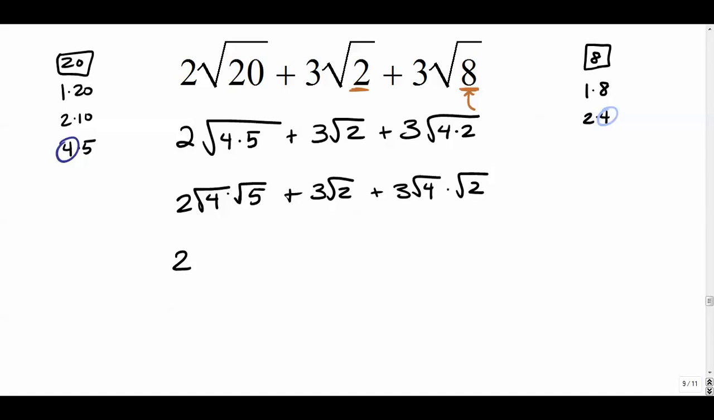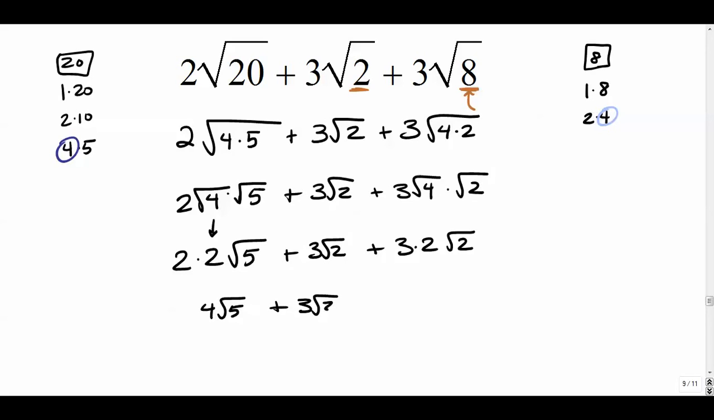The square root of 4 is 2. So we're actually performing that operation of square root, and we get rid of the radical sign once we do that. Radical 5, can't do that. Plus 3 radical 2, plus 3 times the square root of 4, which is just 2, times radical 2. Simplify. 2 times 2 is 4. 4 radical 5 plus 3 radical 2 plus 6 radical 2.